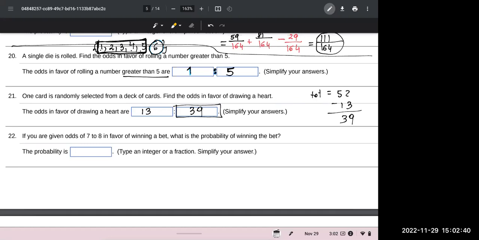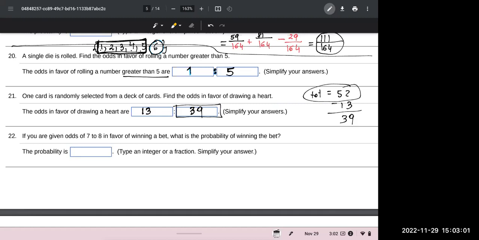So you will know that you're solving the odds in favor problems correctly, because when you add 13 to 39, you always should end up with the total. So there are 13 cards with the hearts on it, 39 cards which do not have hearts, okay, the remaining cards.